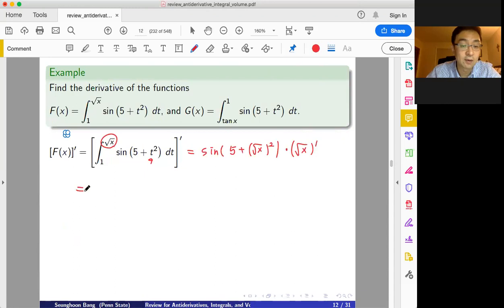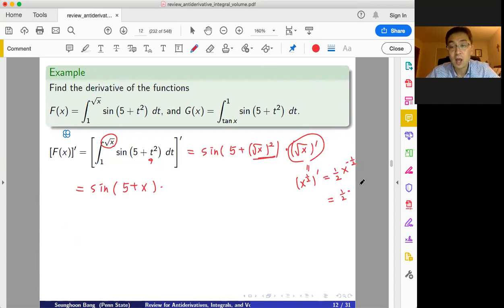So we have sine of 5 plus the square root of x squared, which is only x, times the derivative of the square root of x. You can change the square root of x to x to the 1 over 2, prime. This is the power rule: 1 over 2 times x to the minus 1/2. You can change it to the positive exponent.